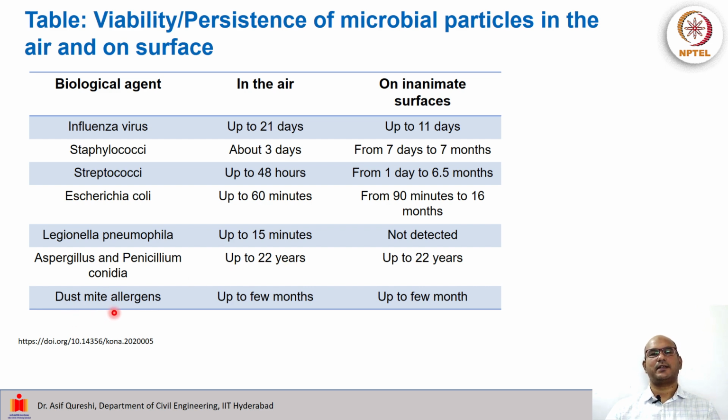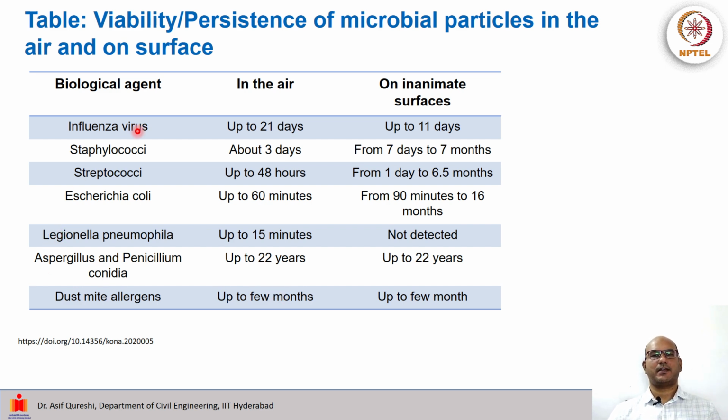Then the dust mite allergens are there. In the air, they may survive up to a few months, and same on the surface. So here we see different kinds of biological agents have very different viability time spans. Aspergillus and Penicillium conidia can live up to 22 years, which is a very long time. Dust mite allergens, a few months, both in air and surface.